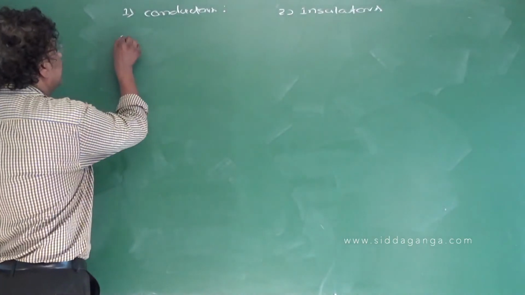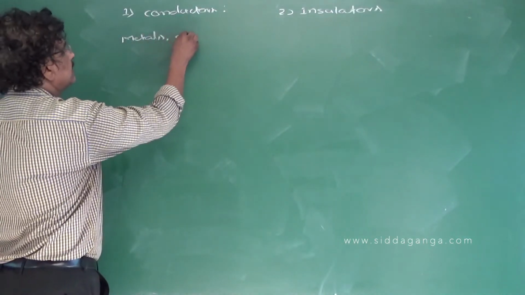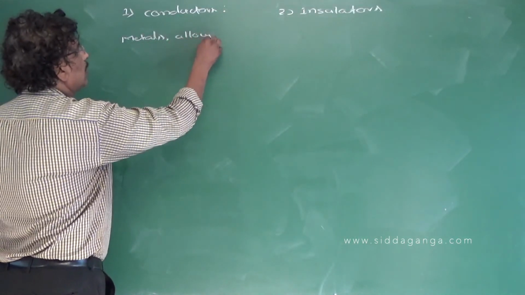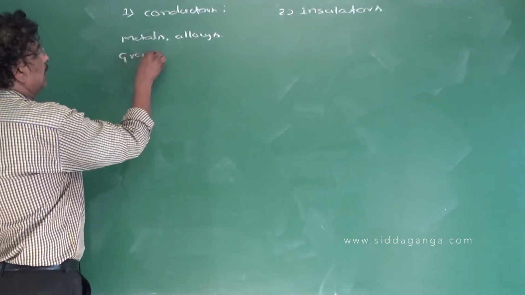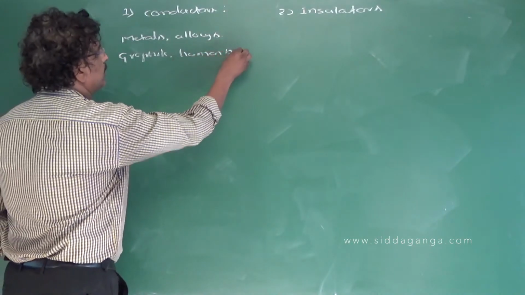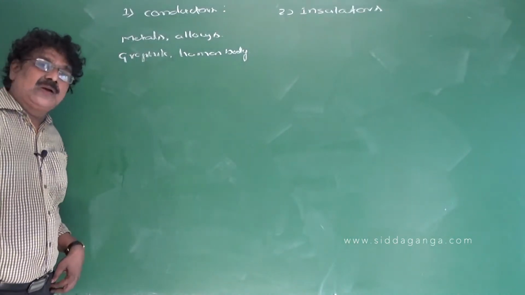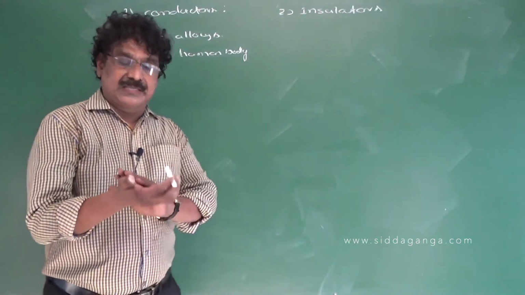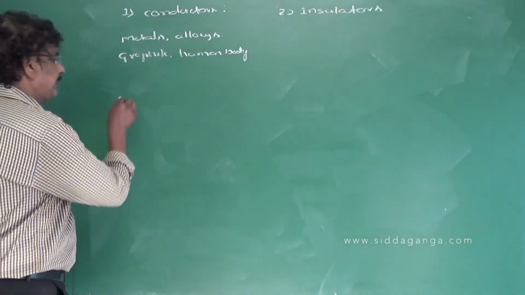For example, we take metals, alloys, graphite, human body. Now the metals are good conductors because they have free electrons in them.